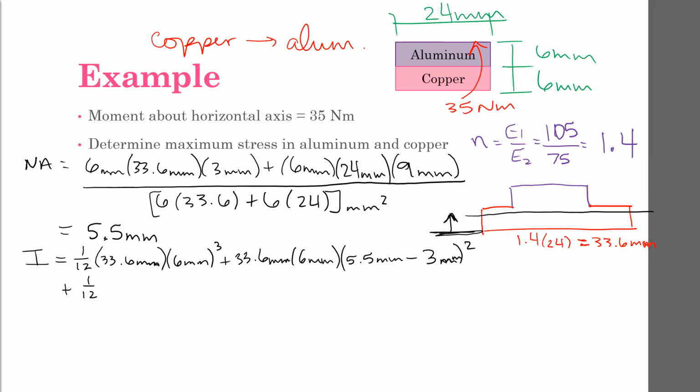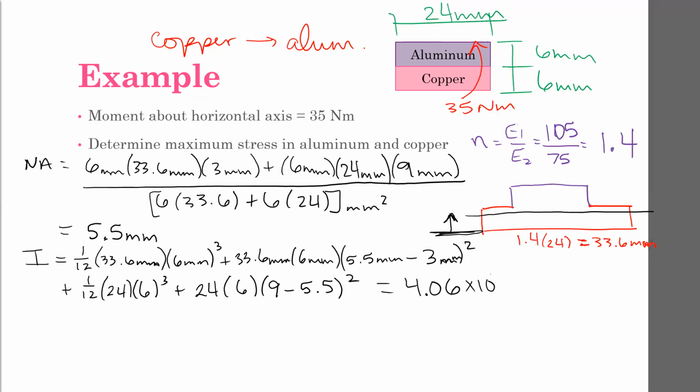Plus the top rectangle is 1/12 times 24 times 6 cubed plus Ad squared, which is 24 times 6 times 9 minus 5.5 squared. You notice I switched the order of the 5.5. I did 5.5 minus the y bar, and then I did y bar minus 5.5. It doesn't matter. The term's going to be squared anyway. Okay, so this should give us an I equal to 4.06 times 10 to the negative 9 meters to the fourth. So I've also converted from millimeters to the fourth to meters to the fourth.